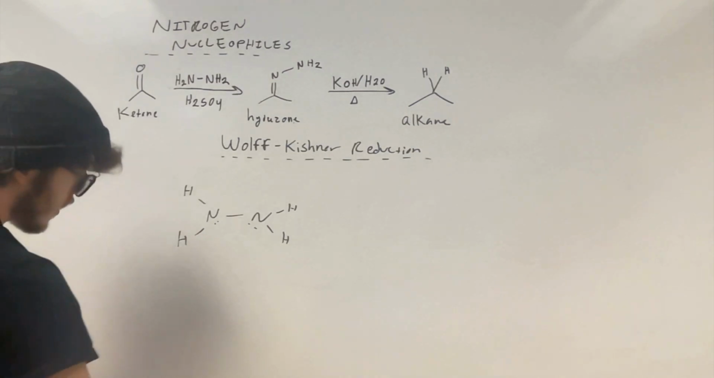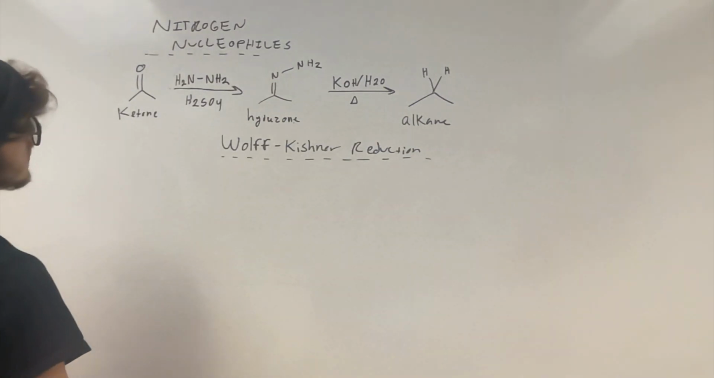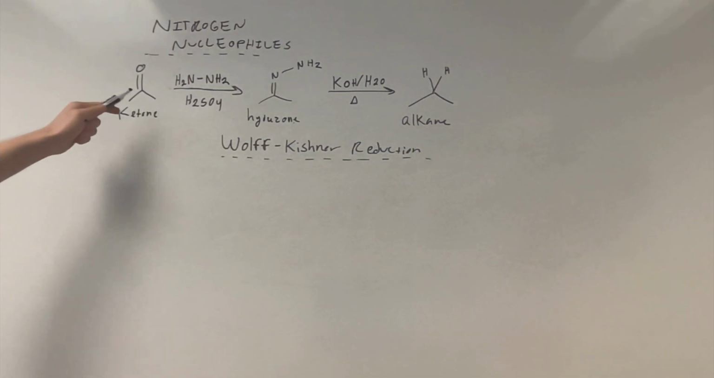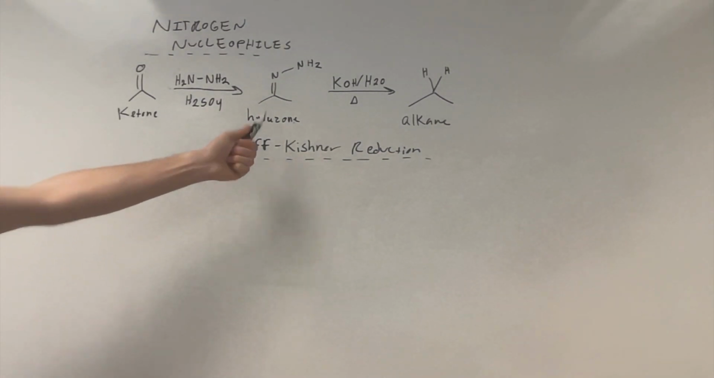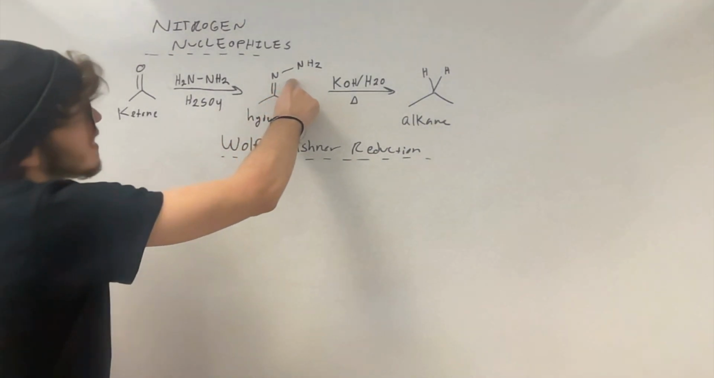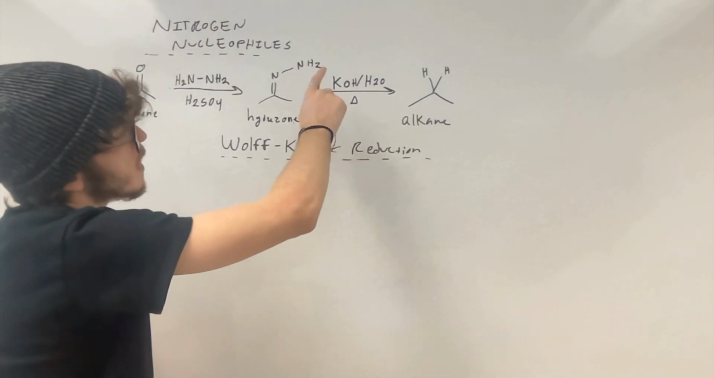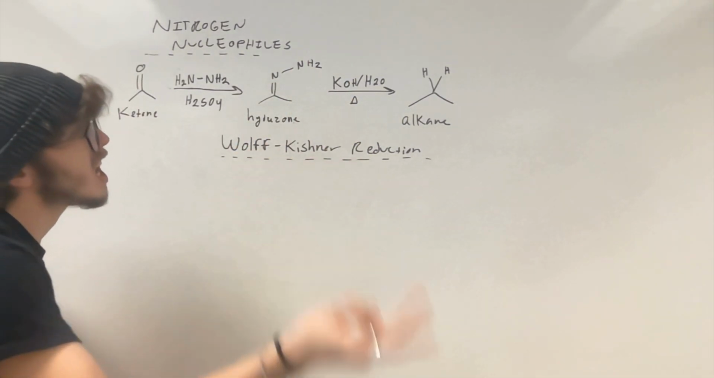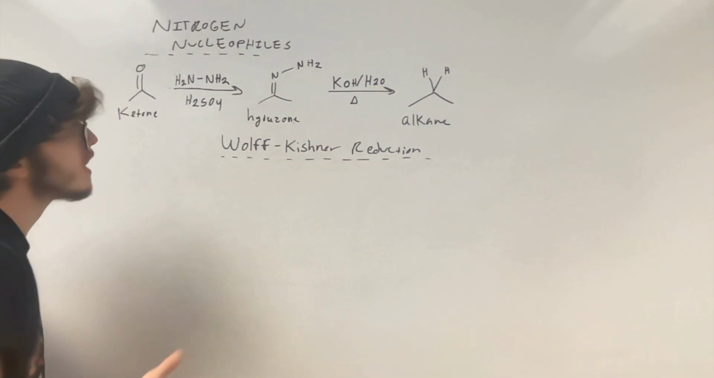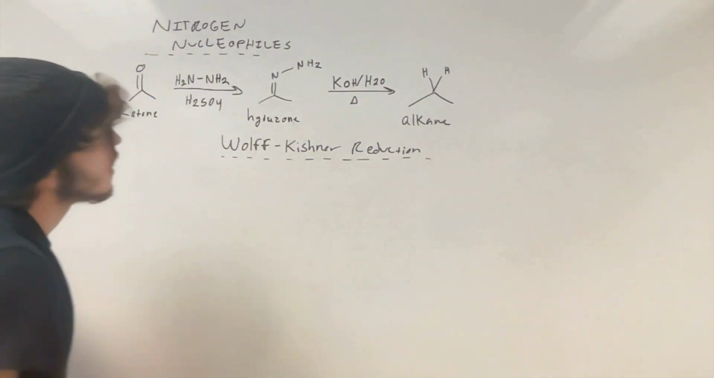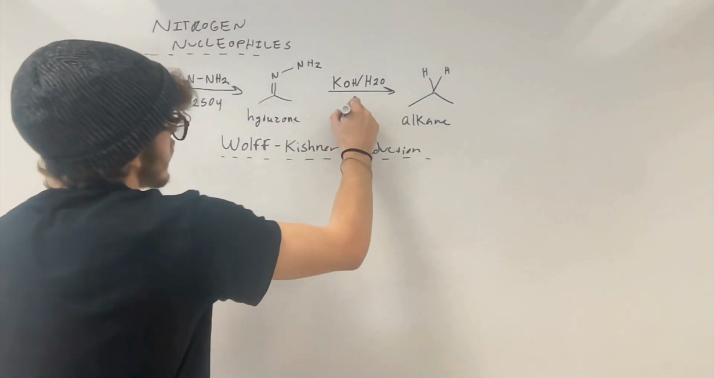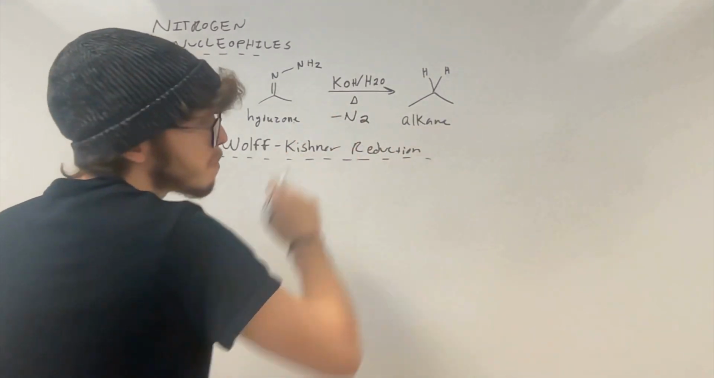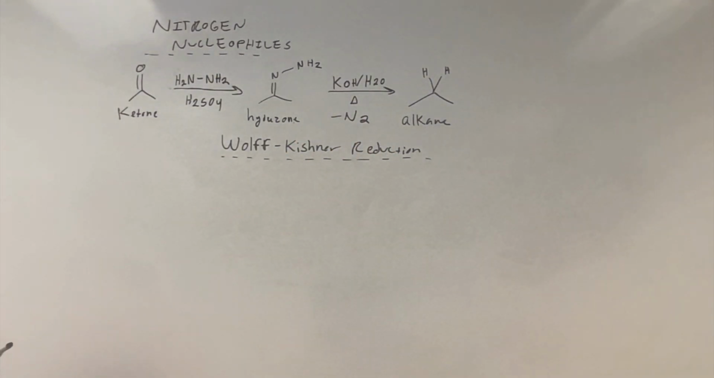Looks like that. So you take that molecule and you react it with H2SO4 with a ketone. It makes a hydrazone. Okay, a hydrazone looks like this. Then you use potassium hydroxide, H2O, and you heat the solution up and it just gets rid of itself. What you'll notice is it actually loses nitrogen gas. Okay, that's important.